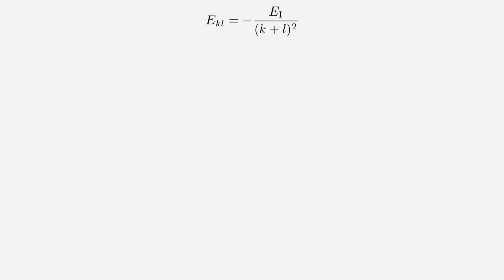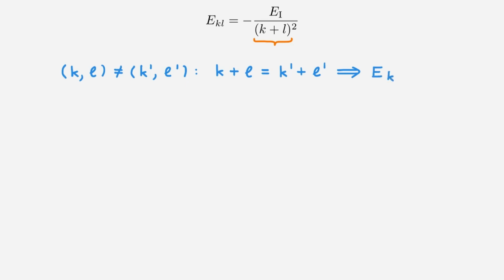But it turns out that there are even more degeneracies. Note that the eigenvalues E_KL don't separately depend on K and L. Instead, they depend on the sum K plus L. And this means that if we have a pair K and L, and a generally different pair K' and L', as long as their sum is the same, then the energy eigenvalues are also the same. What does that mean? That means that energy eigenvalues can also be degenerate even if they have different L labels.